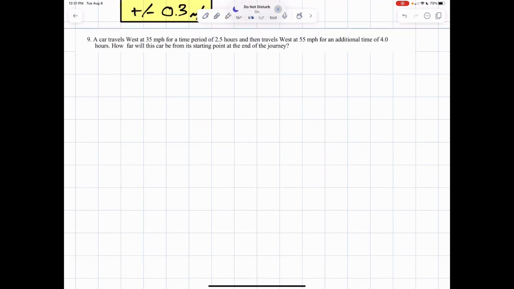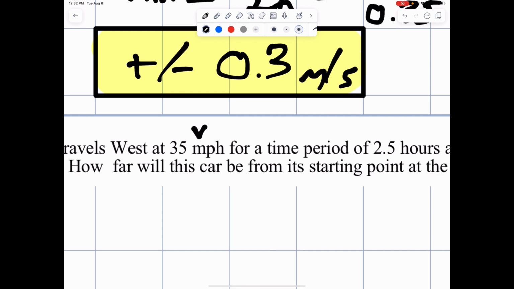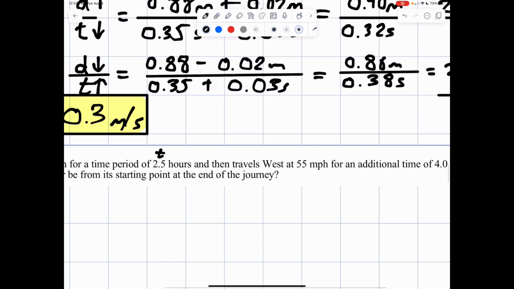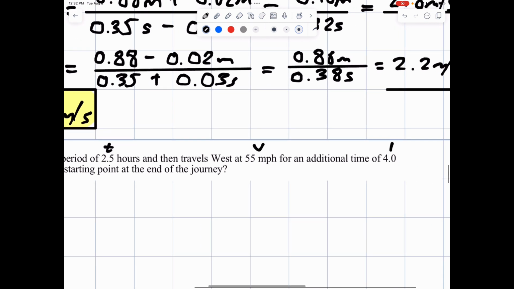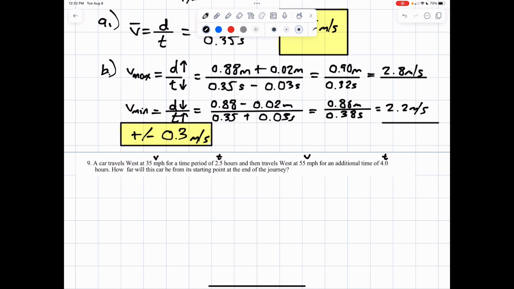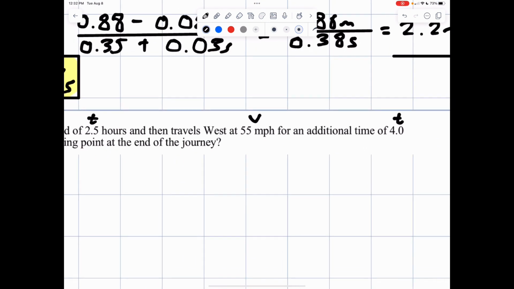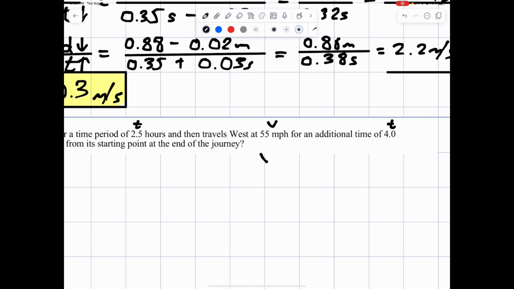Number 9. A car travels west at 35 miles per hour for a time period of 2.5 hours, then travels west at 55 miles per hour for an additional 4 hours. How far will this car be from its starting point? Well, if you look here, you're given a speed and a time. Here you're given another speed and another time. So if we're looking for the ultimate how far, think about this. We're going to be using our average speed equation, but for 2 different time intervals.